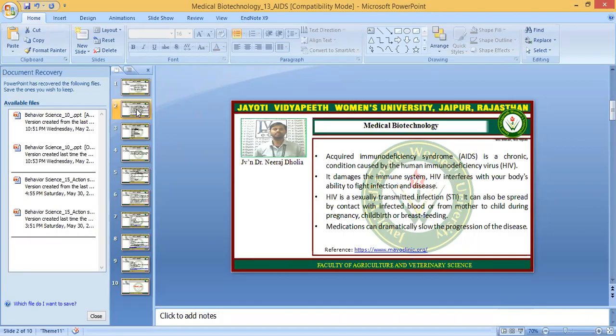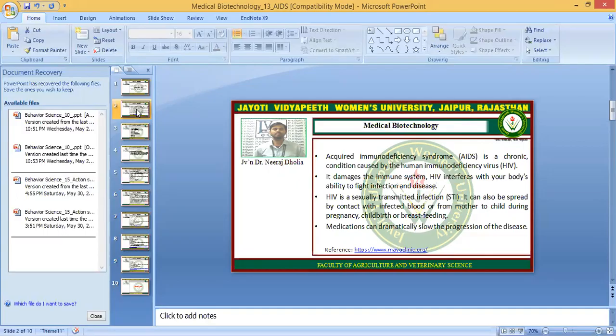In the previous lecture, we discussed that AIDS is a chronic condition caused by the human immunodeficiency virus, HIV, and it damages the immune system and interferes with your ability to fight against infections. It is an STI, a sexually transmitted infection, and it can also be spread by contact with infected blood and from mother to child during pregnancy, childbirth or breastfeeding.